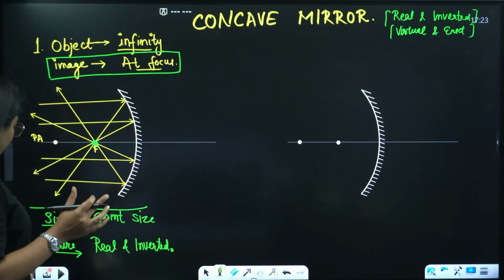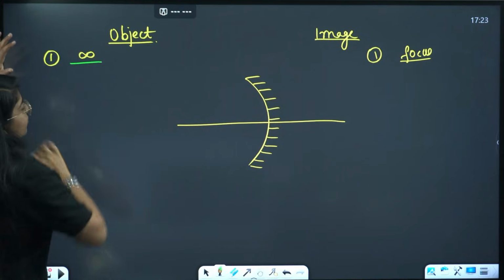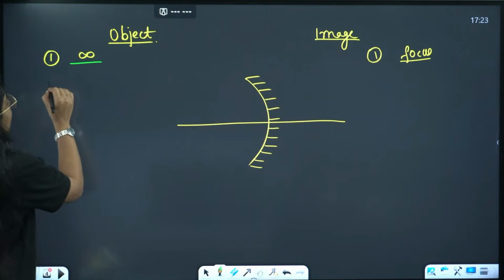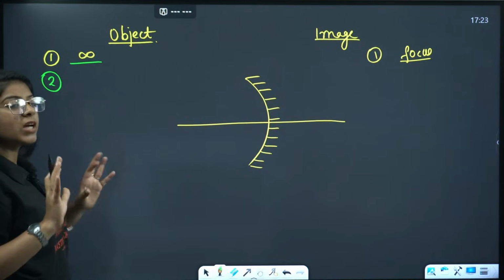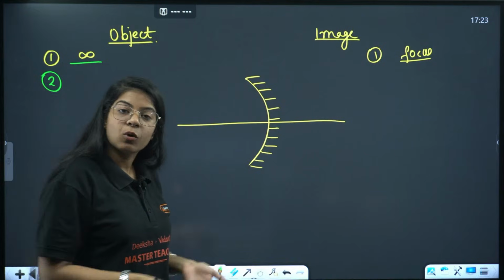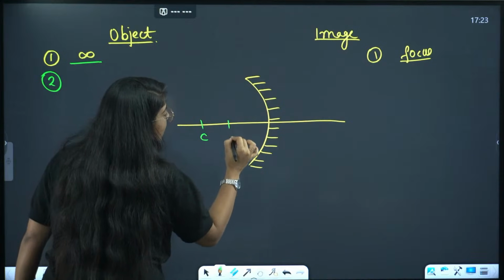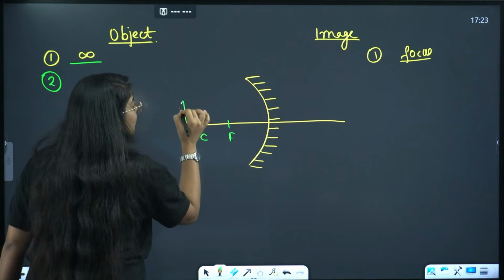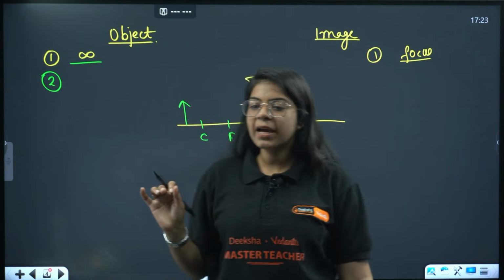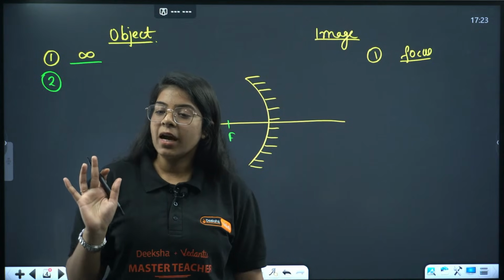ठीक है? Now again we need to remember what is happening. First, the object was at infinity, the image was made at focus. Done. In the second case, now we are bringing the object closer to the mirror. First it was at infinity, now we have focus. Done. So the object is beyond center of curvature.